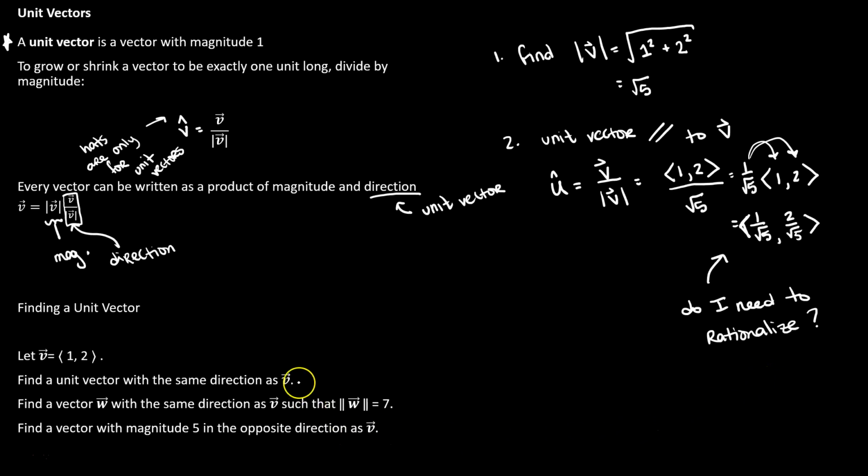Okay, so we did the first one. We found a unit vector with the same direction as v, and that's any one of the 3 vectors that I have on the screen. These are all the same, just written in a slightly different form.